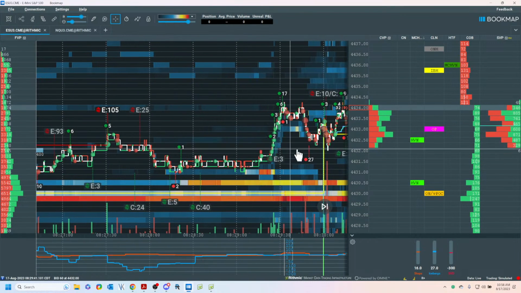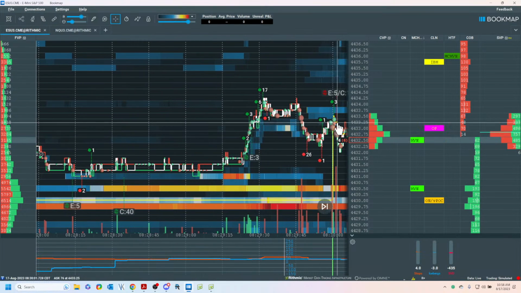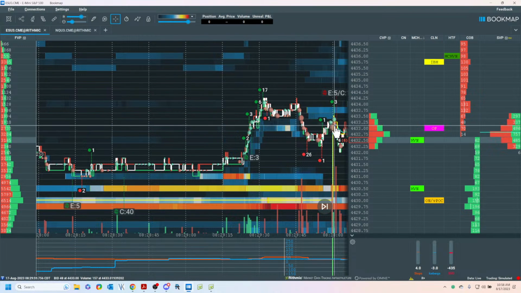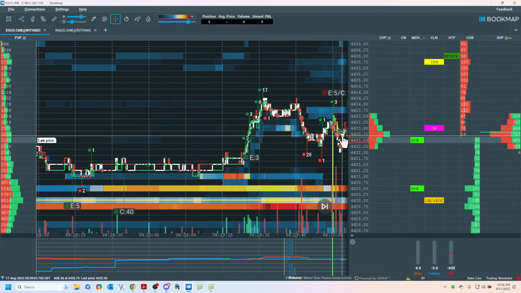Here's what it looks like. Let me open this up. Right here, this is called the developing volume point of control. This yellow line, which resets at RTH open, shows us where the volume is taking place. It's very sensitive on open.